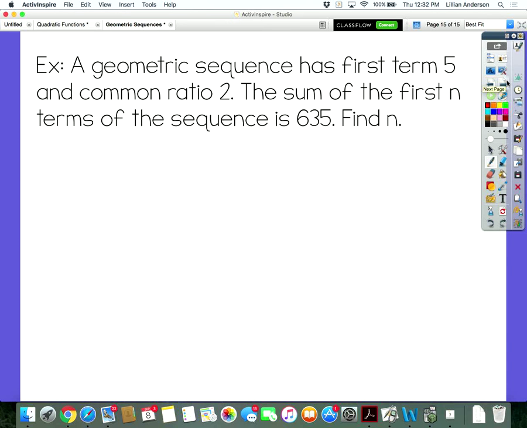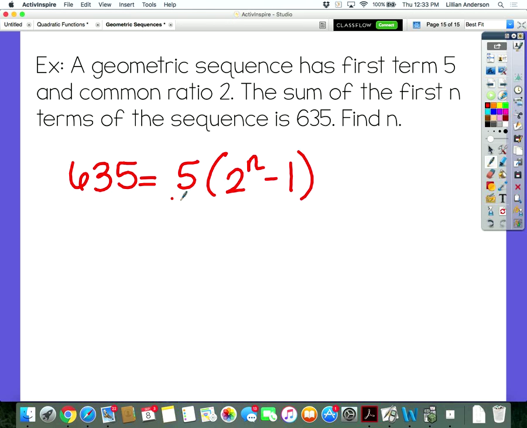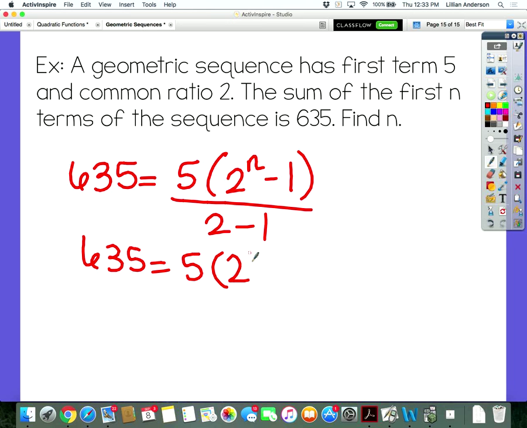Last example says the geometric sequence has the first term of 5 and a common ratio of 2. The sum of the first n terms of the sequence is 635. Find n. Doing something very similar. This time we're just using the sum formula. Our first term is 5. Common ratio is 2. We're going to raise that to the n power. And then we're going to do 2 minus 1. Well, 2 minus 1 is nothing but 1. So I'm going to simplify this a little bit more before I go into my calculator to figure this out.